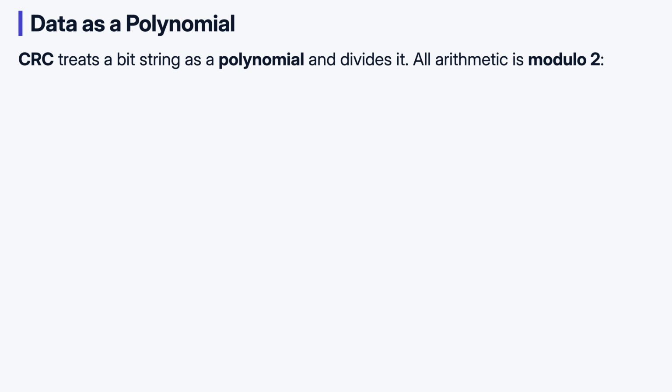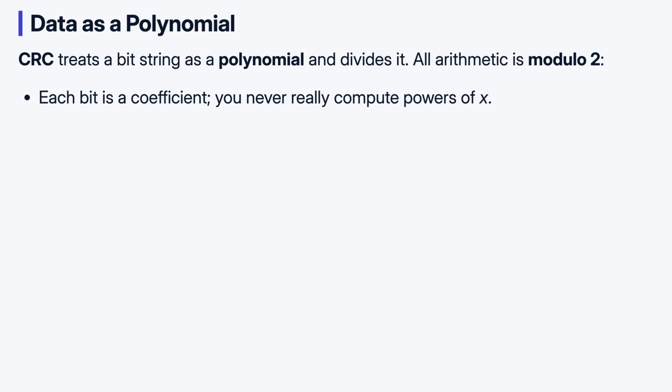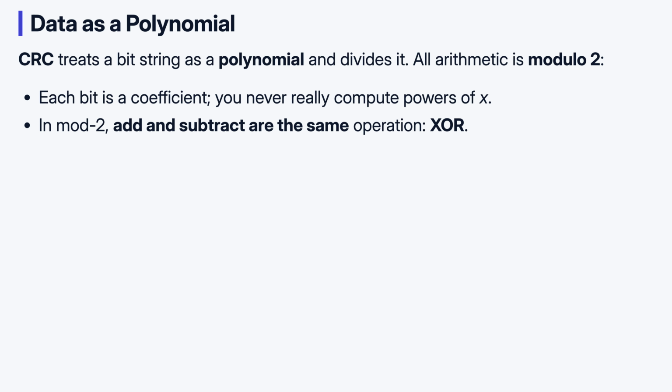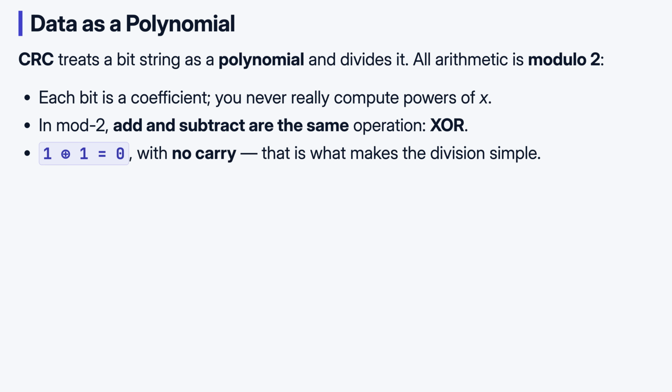CRC treats a bit string as a polynomial and divides it. Each bit is a coefficient, and you never really compute powers. The polynomial is just another way to write the bits. All the arithmetic is modulo 2, and in modulo 2, adding and subtracting are the same operation, XOR. 1 XOR 1 is 0, with no carry. That no carry rule is what makes the division simple enough for hardware.